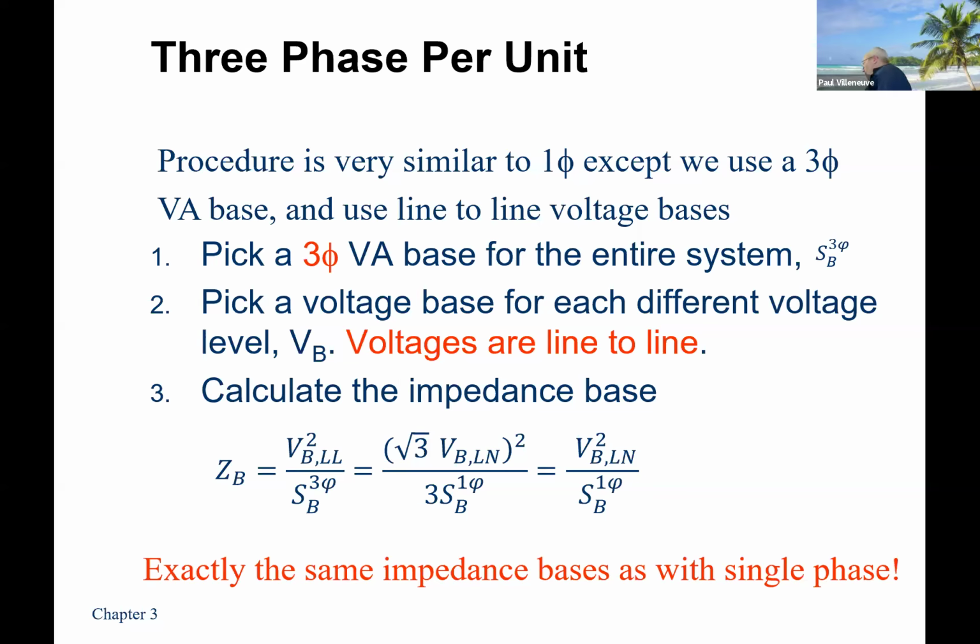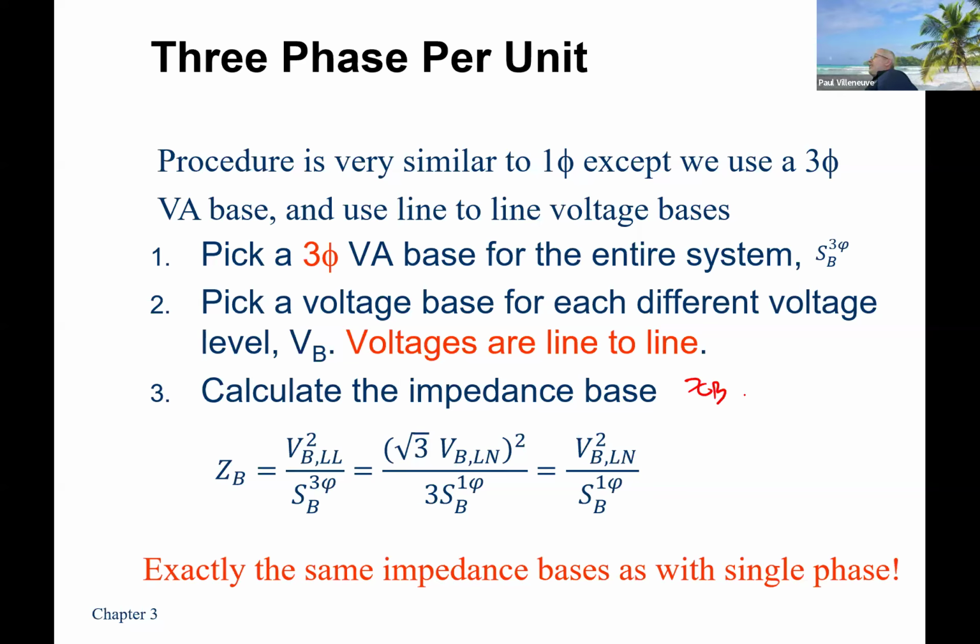Then we're going to go ahead and pick a V base for 1 point on the system, but that's going to be a line-to-line voltage. In a single phase system, it was a phase voltage. Over here, it's a line voltage. And we still have to calculate ZB. But do we calculate ZB on a 3-phase basis or a single phase basis? Single phase basis, because there's no such thing as a 3-phase resistor.